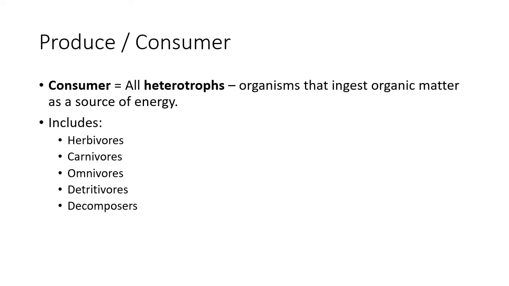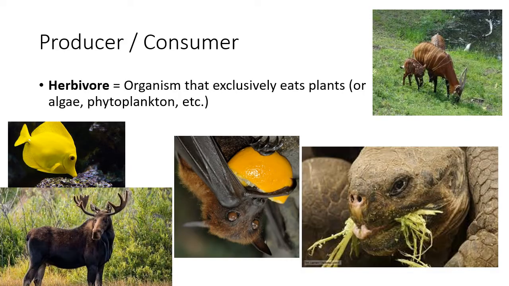Now that was a whole awful lot about producers. Let's switch to consumers. There are 5 types of consumers. We're going to talk about each one of them individually. All consumers have to eat other things or consume other things to get their energy and their nutrients. So that's why they're called consumers rather than producers.